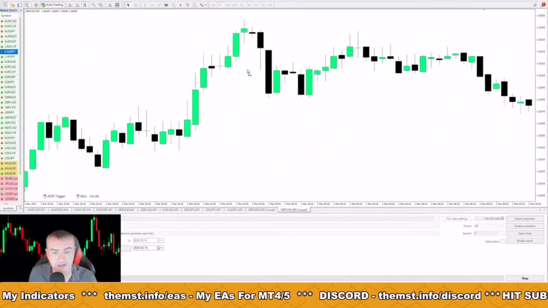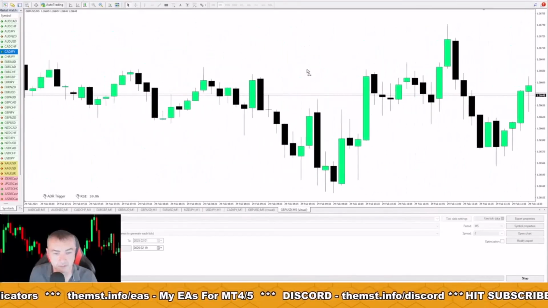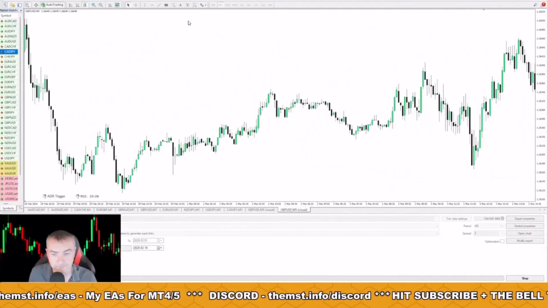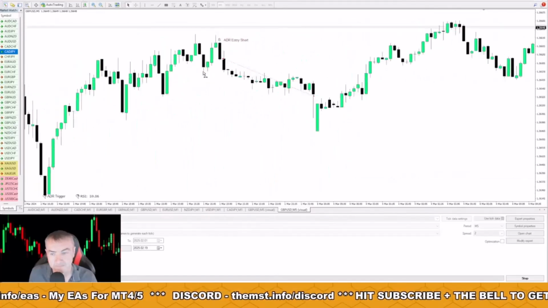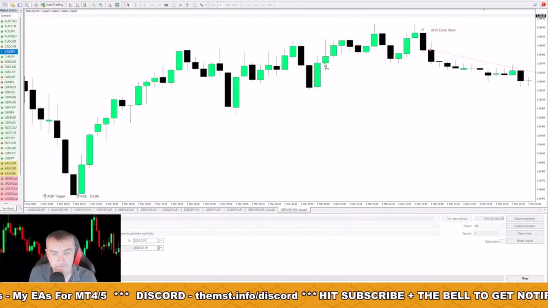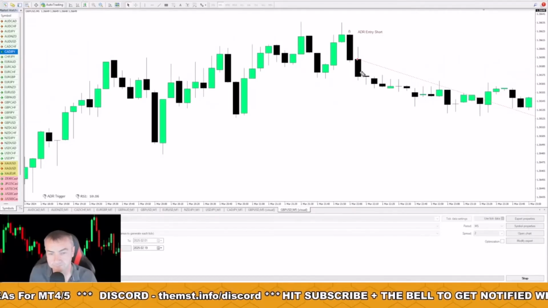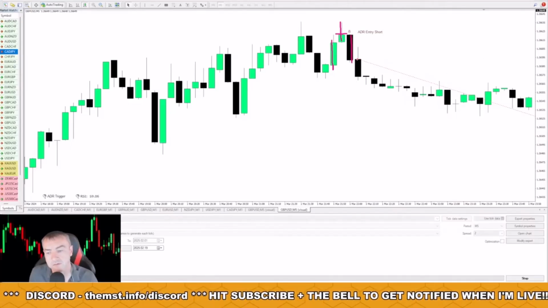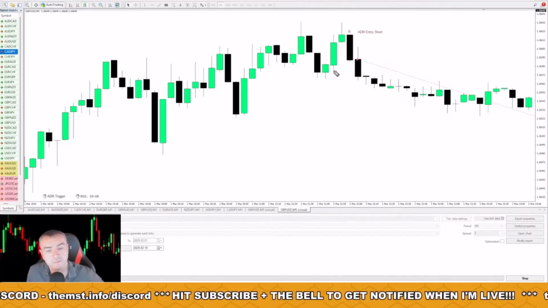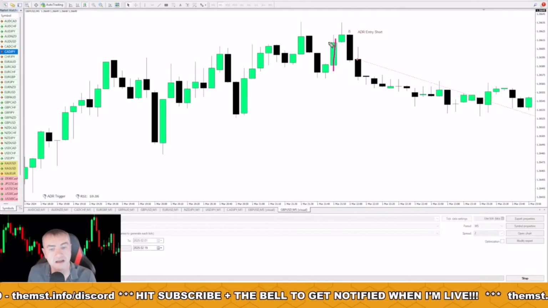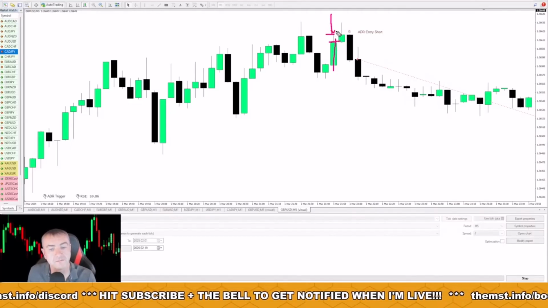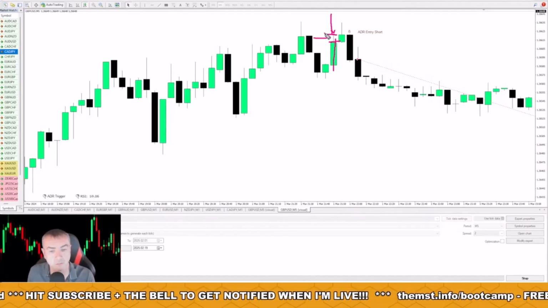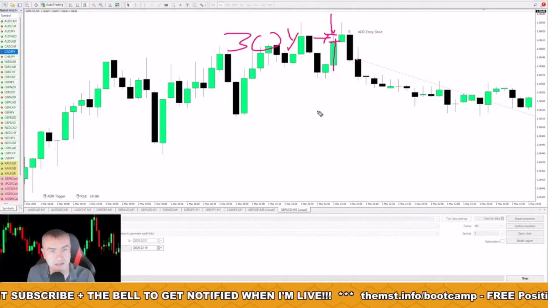So it appears at the top of a move. Where was it? There. There we go. So we've got a push up in price, a pause, and a pull. Basically the rules are the push candle has to have a wick no bigger than, for me personally, and you can define your own rules in the EA, but for me personally, that wick cannot be more than 30% of the candle.